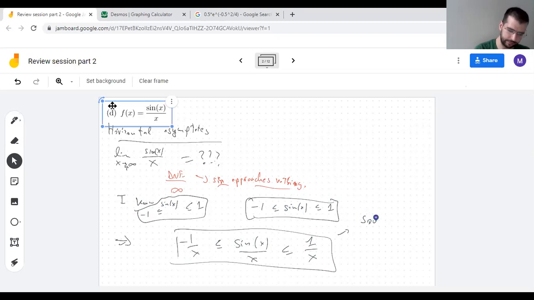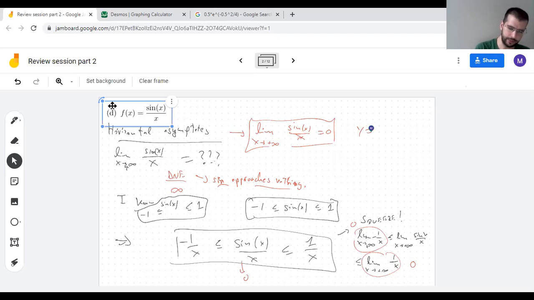So the squeeze theorem says that the limit of sine of x over x is between these two limits. And both limits are zero. So the whole limit is zero. So the limit as x approaches infinity of sine of x over x is zero. So y equals zero is an asymptote.